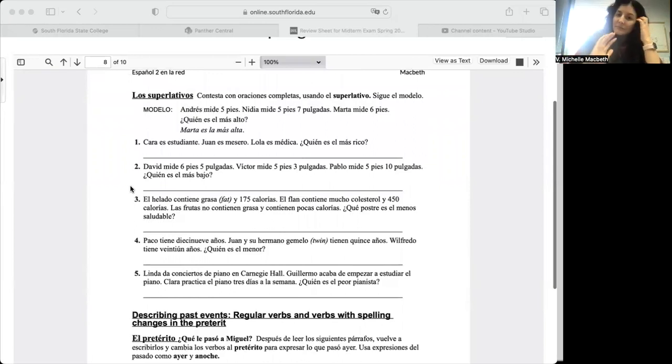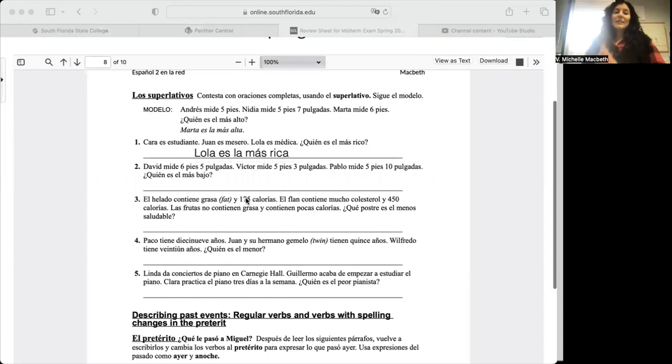Okay. So we have three instances, right? And it's asking us who is the richest, right? So Cara is a student, Juan is a mesero, and Lola is a doctor. So who's the richest? Probably Lola. So let's write that down. So we would just say, Lola es la más rica.